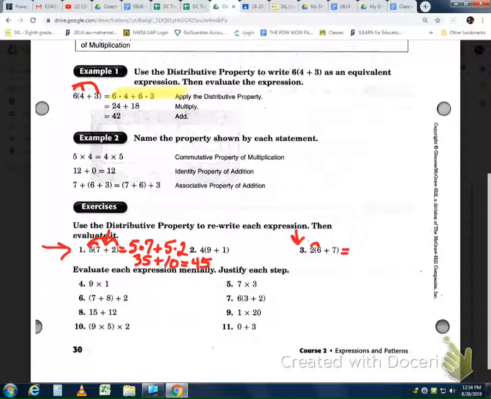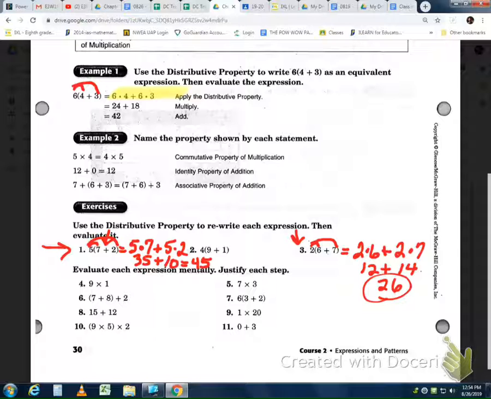So first we're going to write 2 times 6 plus 2 times 7. You usually write that number in front of both of them. Okay, what's 2 times 6? 12. And then 2 times 7? 14. And what is 12 plus 14? 26. So we have done both things that it says. We have done rewriting using distributive property, and then we also evaluated. So there were 2 parts to that.